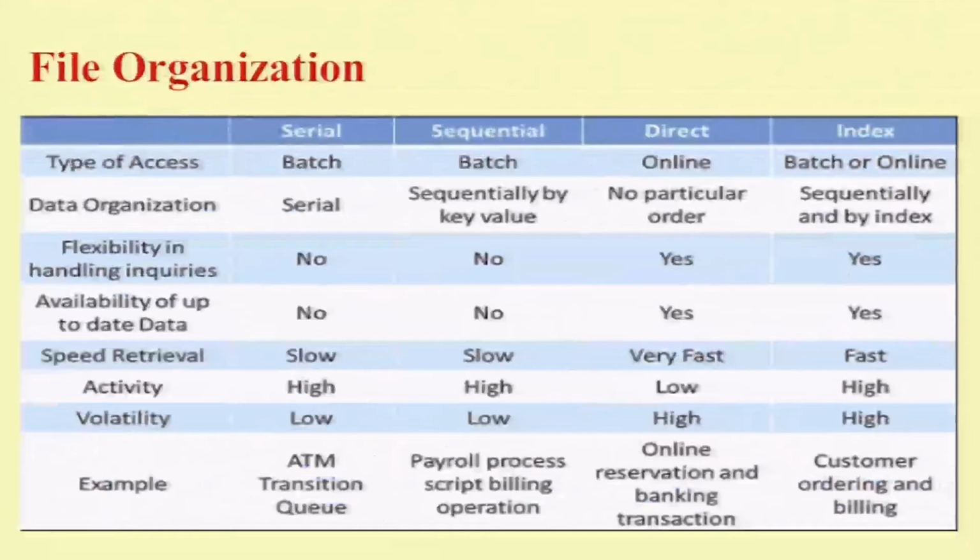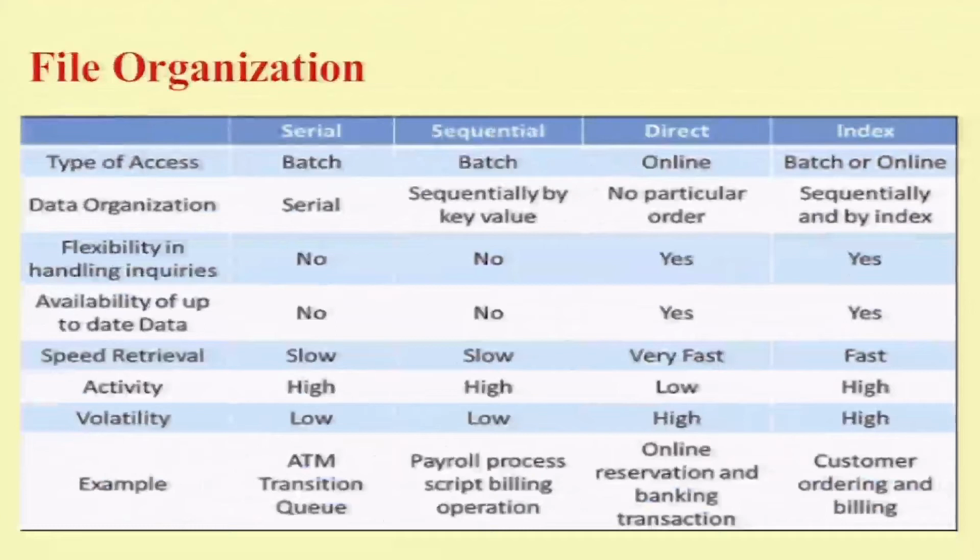Okay. Next, as far as the direct and index organizations are concerned, they have online access, and even the index has both batch and online. Now my dear students, what do you mean by batch access? What is an online access? Batch access is something like you schedule a task to get executed at a later time. As far as the online access is concerned, you give an input, you get an output.